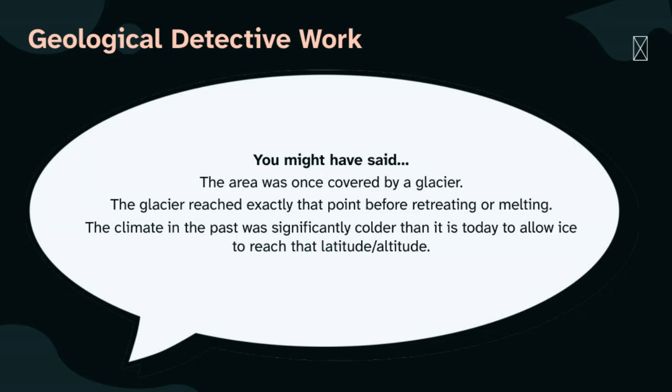You might have said, the area was once covered by a glacier. The glacier reached exactly that point before retreating or melting. The climate in the past was significantly colder than it is today, allowing ice to reach that latitude or altitude. That is a strong geographical answer because it uses the landform as evidence. It does not just describe the moraine. It interprets what the moraine tells us about past environments. This is an important exam skill, using physical evidence to reconstruct past conditions.